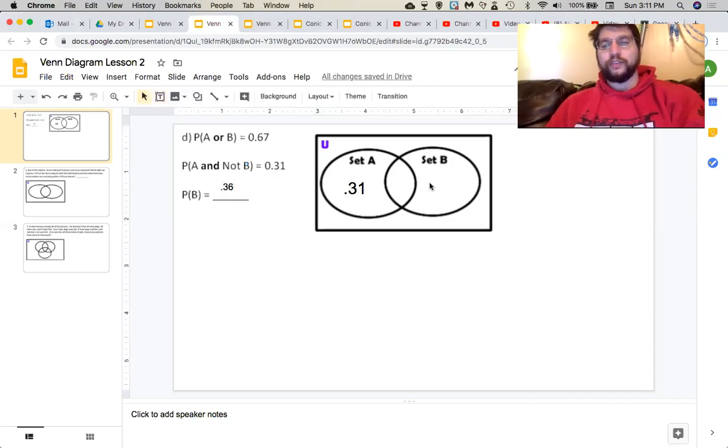So the Venn diagram is just for actually seeing what you're dealing with. So we have A or B, so we have all of this, or we have all of this together is 0.67. We know this section right here, this chopped off egg section, is 0.31. So if we want just B, all I gotta do is subtract.